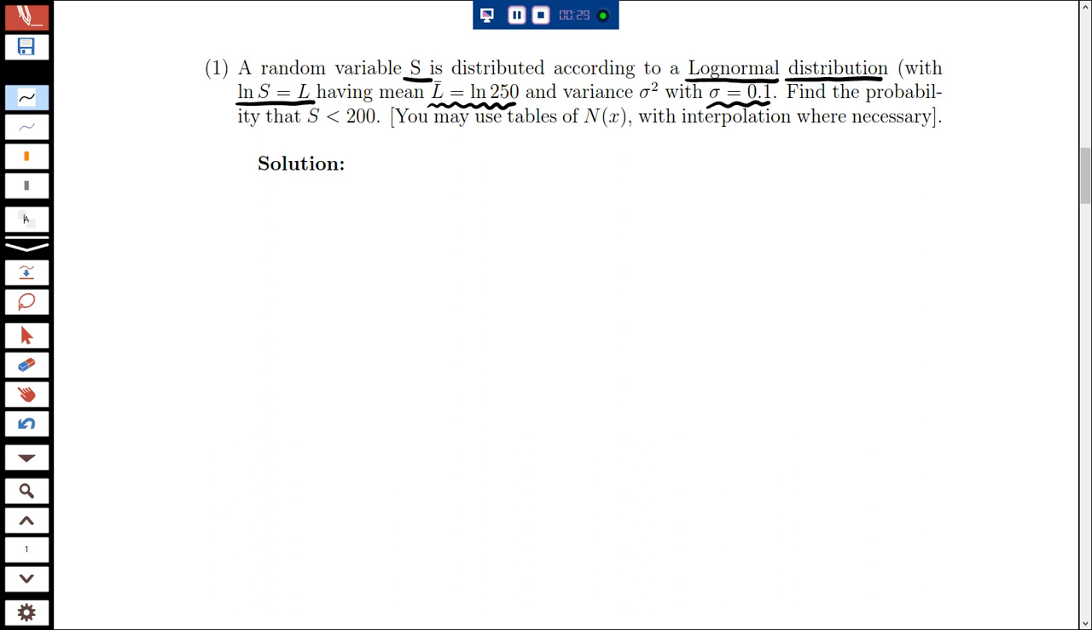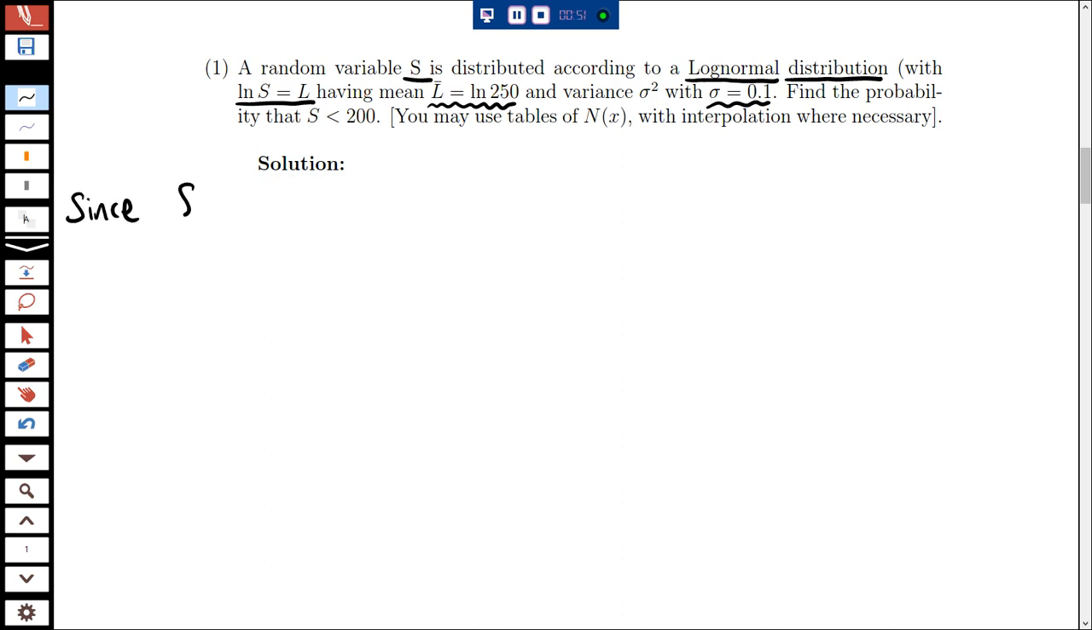Okay, so a few things to say about this. Well, S could be the share price of some stock. We know that if we take the log of the share price, this follows the normal distribution. So this question is just checking we can follow routines in this area.